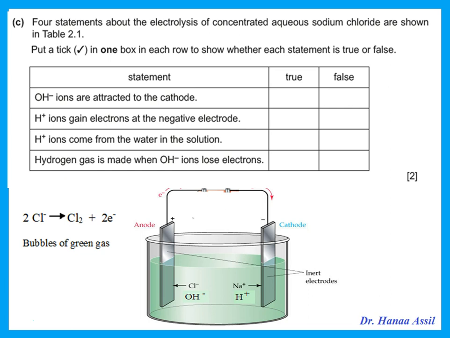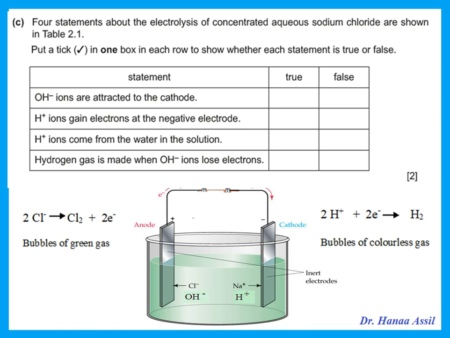green gas. Now, at the cathode, I have a choice between Na+ and H+. Again, which one will react? It is the one that is lower in the electrochemical series or reactivity series. So it is the H+ that reacts, gains electrons, and becomes hydrogen gas. So I should get bubbles of colorless gas at the cathode. So this is what happens when we do electrolysis of concentrated aqueous sodium chloride.